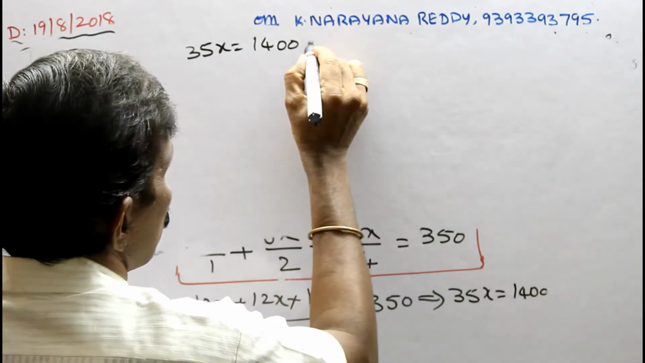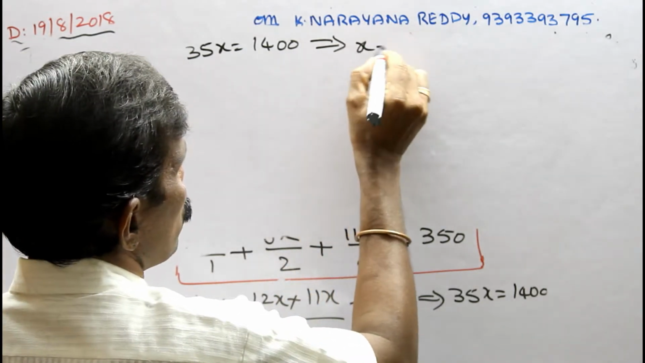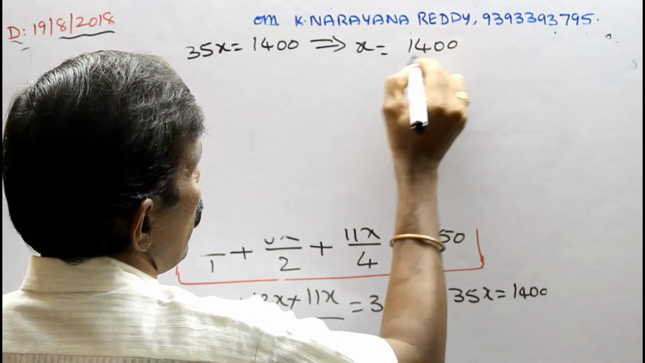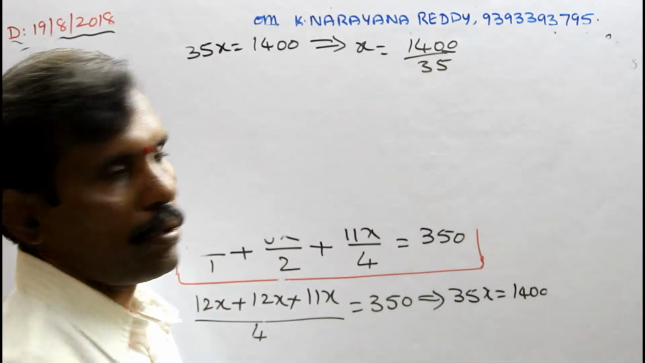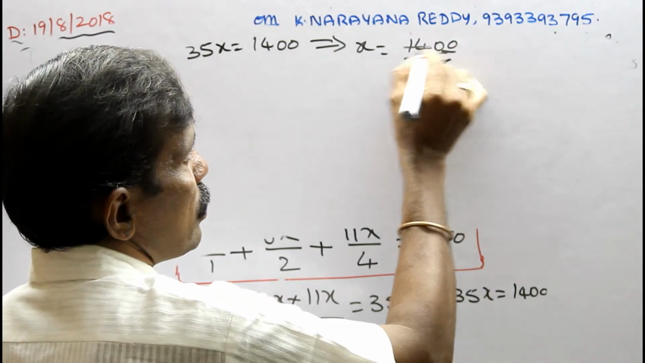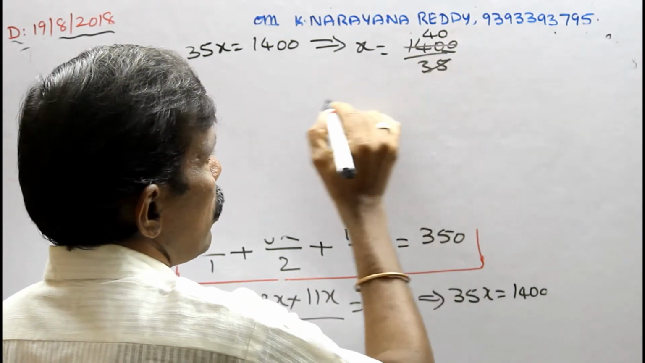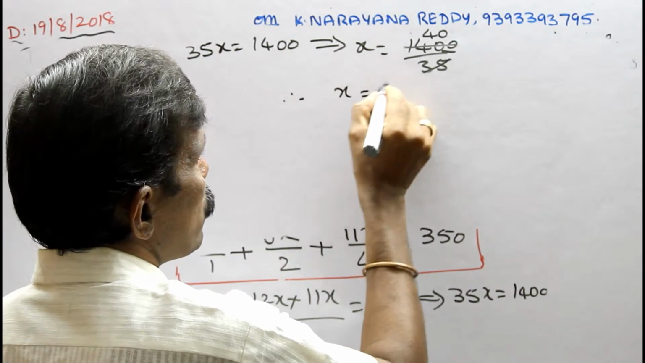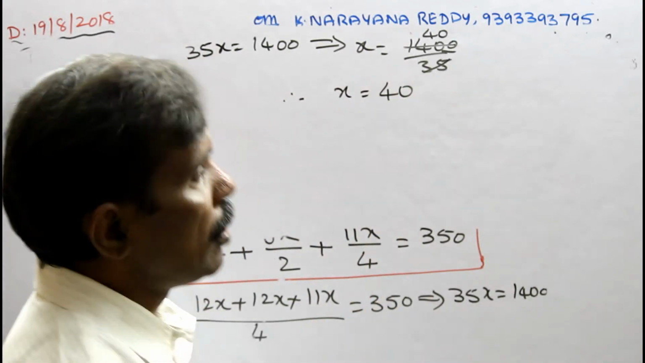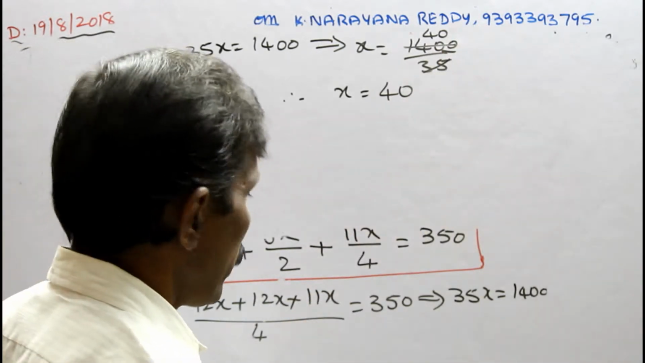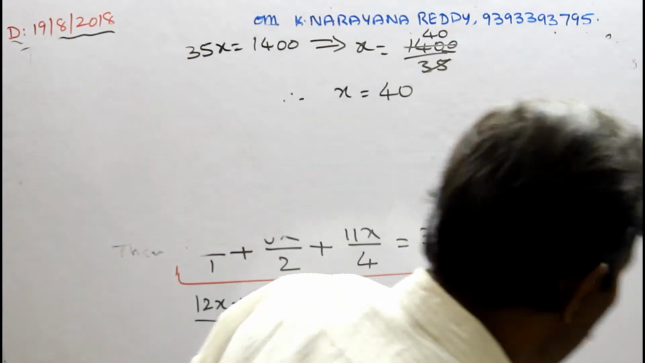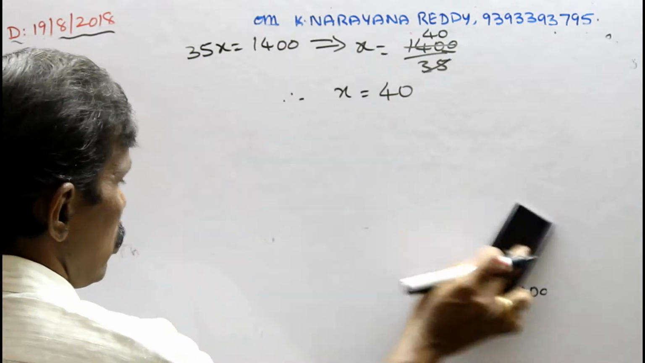That implies x equals 1400 divided by 35, because this goes to the denominator. Okay, I can divide, 4 and 35 are 140. Therefore x equals 40. 35 4s are 140, 0 remains. Okay, that is 40. Now you got x.